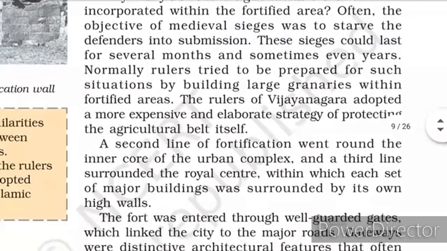Okay, now a second line of fortification went around the inner core. When I say second line, it means another type of fortification also came to the inner core of the urban complex. When you say urban complex, these are the areas where people live. So this area was also fortified. The third line of fortification was around the royal center. Now it is not that he is protecting only his own palace, but he is protecting the urban core, he is protecting the sacred region, he is protecting his royal center.